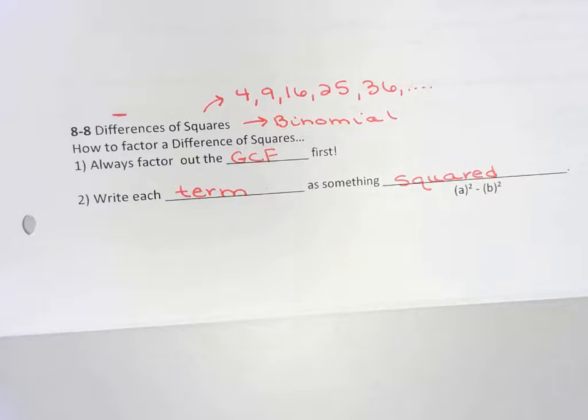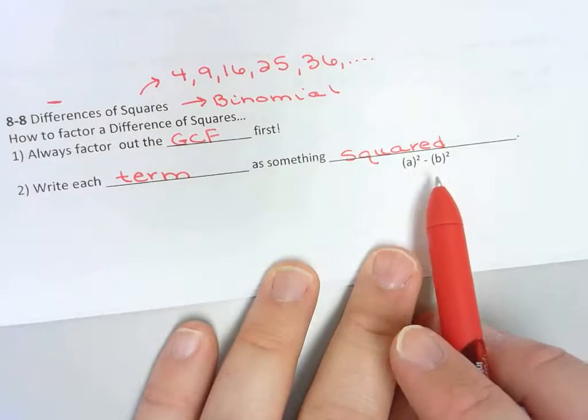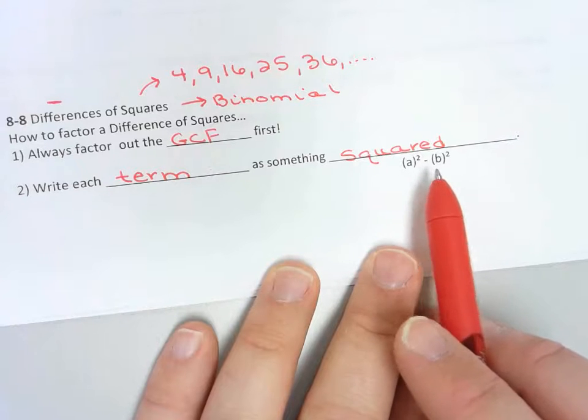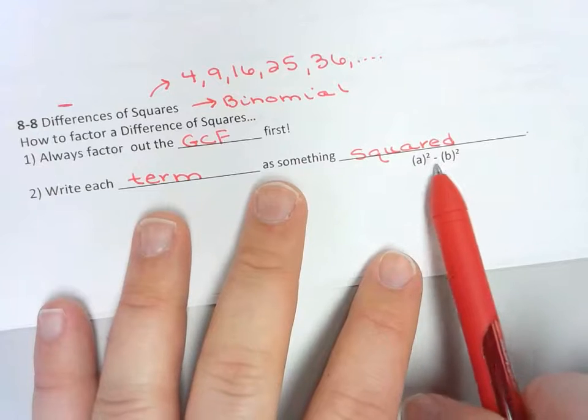And this is why we did the warm-up. So you can see, okay, what squared gives me 9? What squared gives me 16? What squared gives me 9t squared, whatever. So we're going to rewrite each term as something squared, and you're going to have something like this: something squared minus something squared. A squared minus b squared is how you'd see it written in most textbooks.